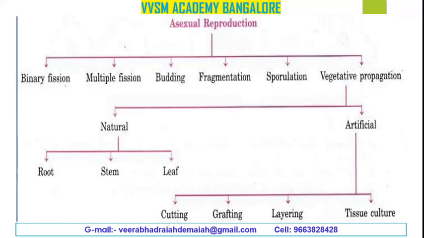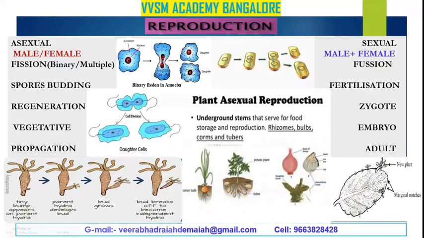As I told you, fission occurs in unicellular organisms like bacteria and protozoa. You see here, bacteria and protozoa. Amoeba is a single-celled organism. Bacteria. If you observe the important things, the key points to be remembered in asexual reproduction are: living organism, fission, it may be binary or multiple, spore, budding, regeneration, vegetative propagation, and all is very important.